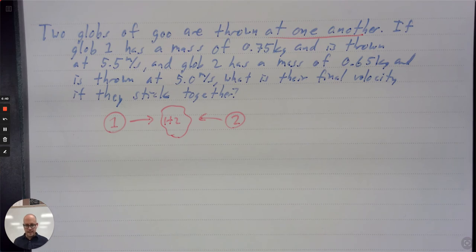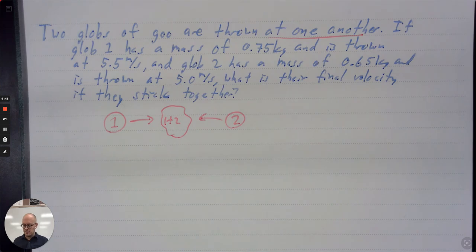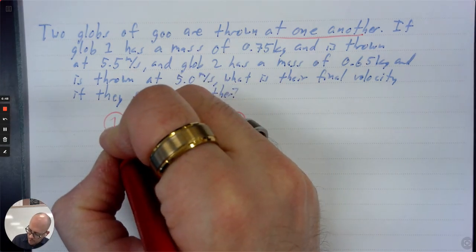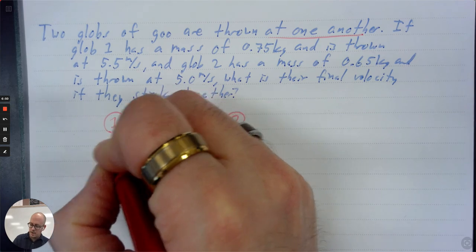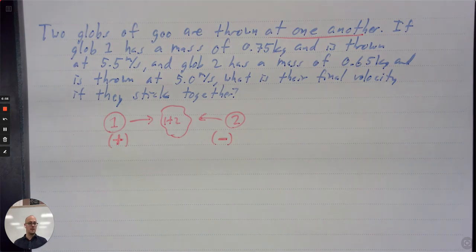Now, because I drew this diagram, I see that my arrows of where they're moving are different. And so I'm going to imagine that glob of goo number 1 is moving in the positive direction, and glob of goo number 2 is moving in the negative direction. And that's very important because velocity is a vector, and we're dealing with a conservation of something that is a vector. The direction is critical. And so it's important that you realize that there are no negative numbers written in the problem, but in order to be thrown at one another, one of them has to be moving in the negative direction. Again, they're going to stick together.